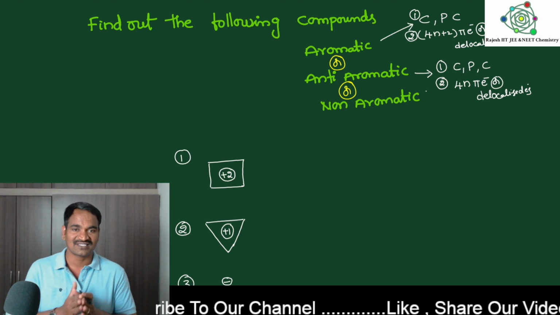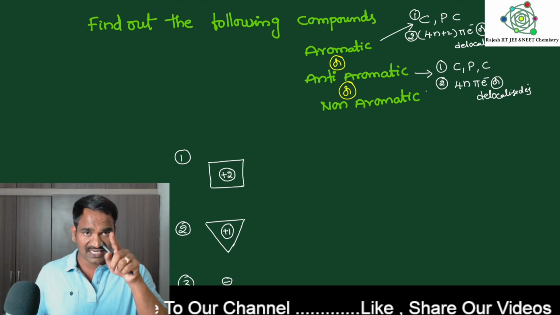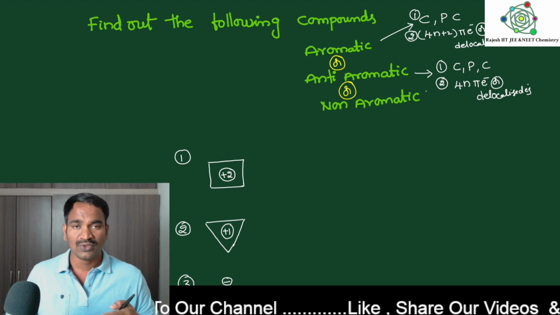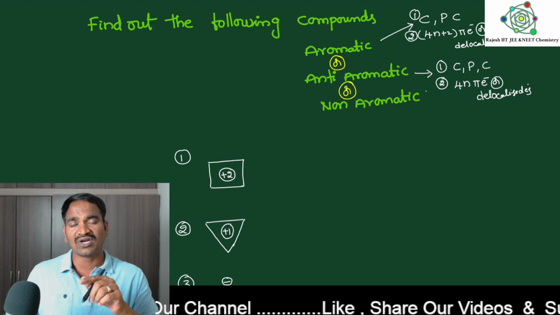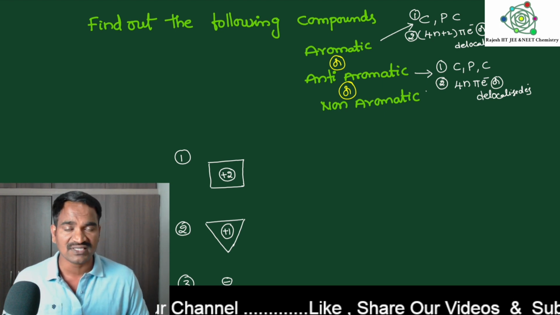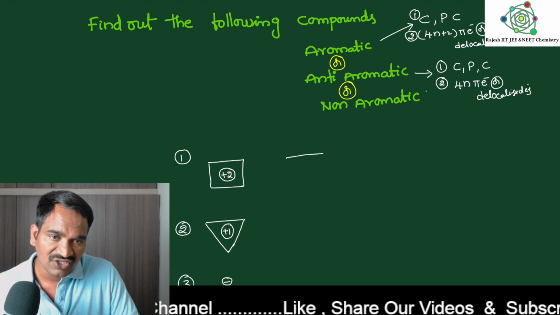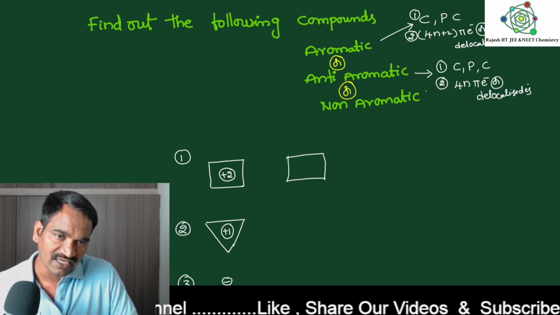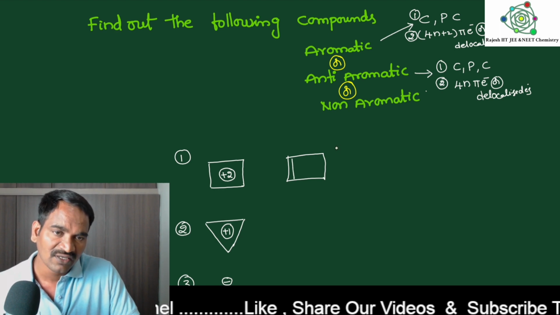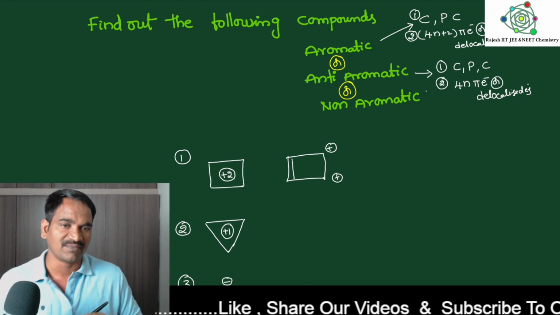Coming to the first example, in the center they gave one circle and plus 2. What is the meaning of that? First you should have clarity on it. Circle means delocalization is taking place and this compound has two positive charges. So this structure you can also write like this: here I am taking one pi bond, and here one positive charge, and here one positive charge.